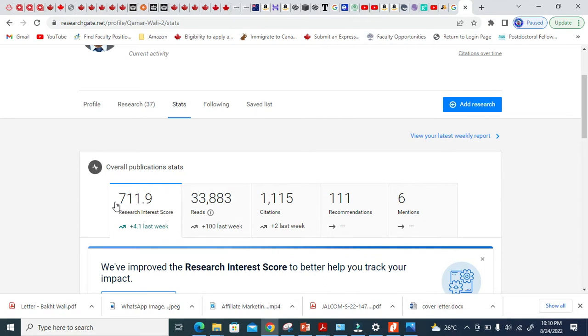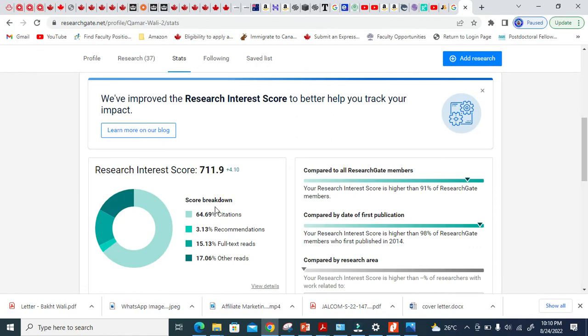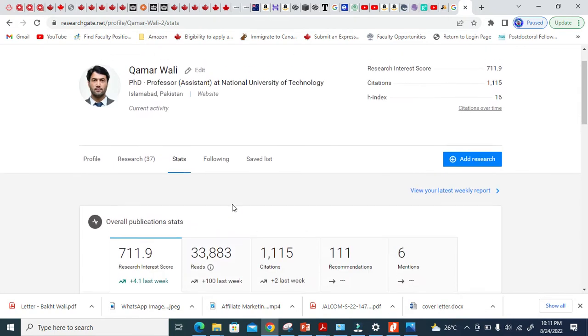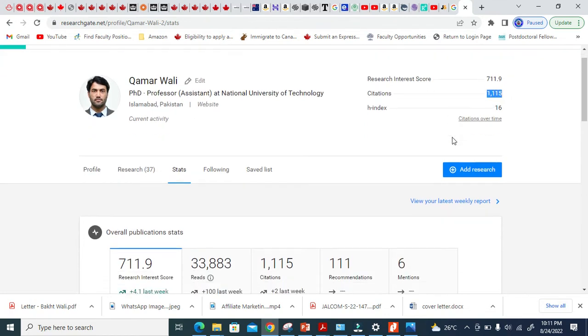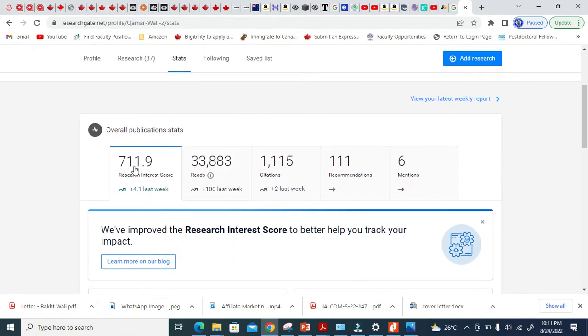The Research Interest Score is based on so many things. We will go and see here. This is basically the Research Interest Score. It basically comes from citations here. So for example, I have citations almost 1115, so my score is 711.